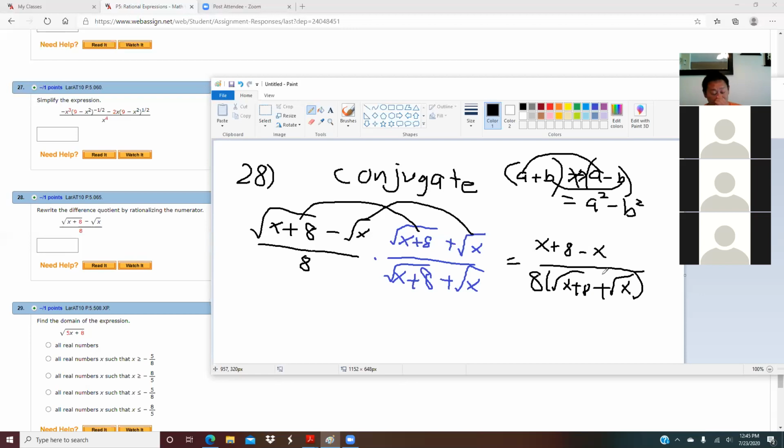And the reason why is you'll see right here. So you find out that when you simplify this, your x and your x will be canceled. And also you find out that the 8 and 8 are being canceled. So if you cancel everything on top, you're just left with 1. So your answer in this case will be 1 over square root of x plus 8 plus square root of x. So this is how we do question number 28, how we rationalize this.